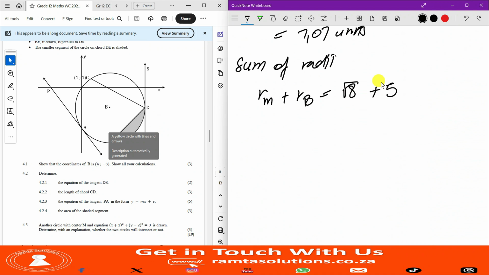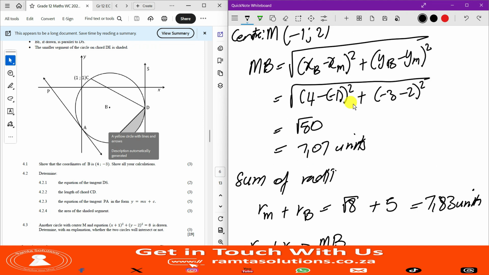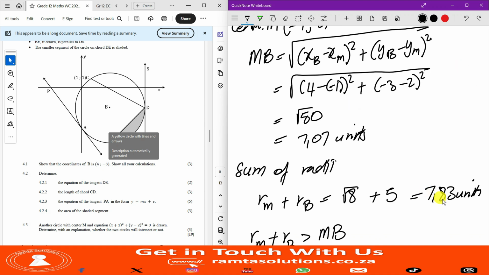So let's see. Square root of 8 plus 5. What do we get? We get 7.83 units. So what do you see? The radius of M plus the radius of the circle with center B is greater than the distance MB. As you can see, 7.83 is greater than 7.07.